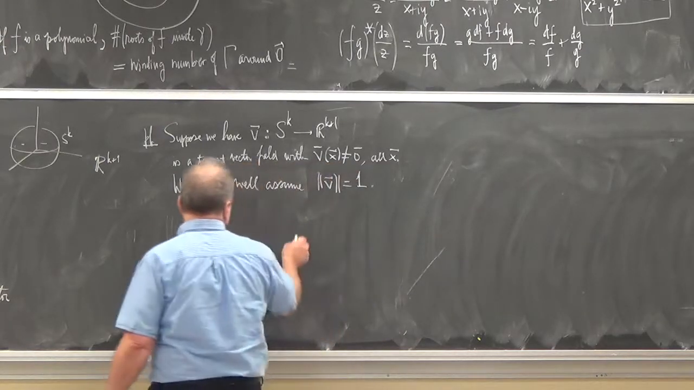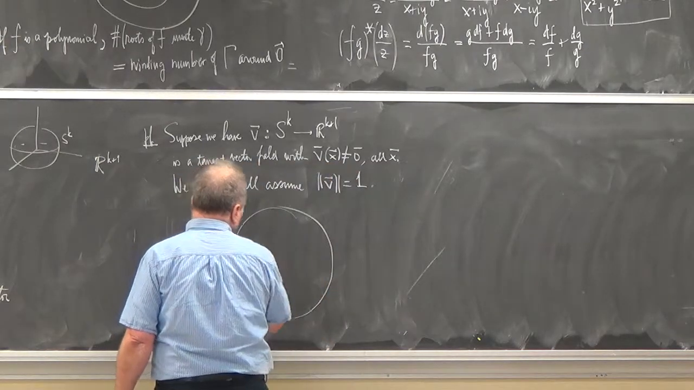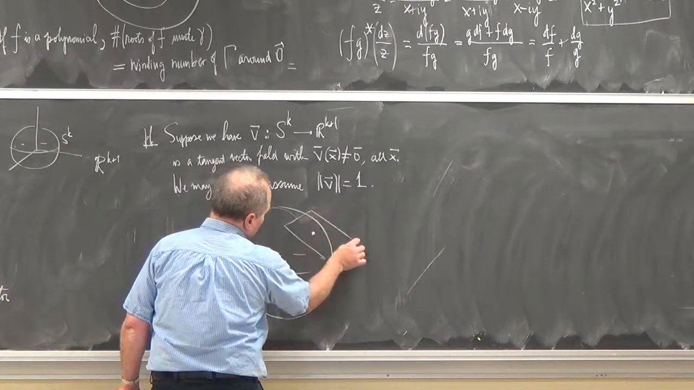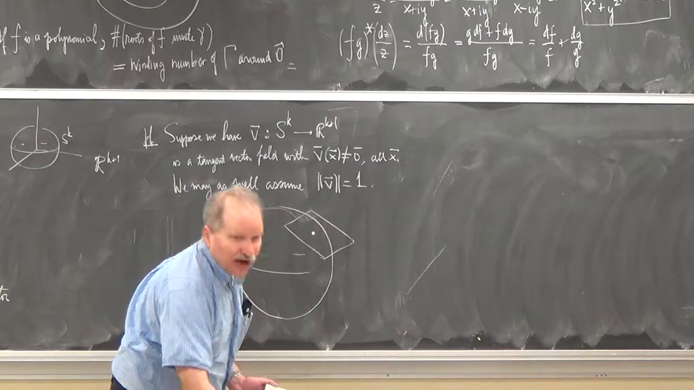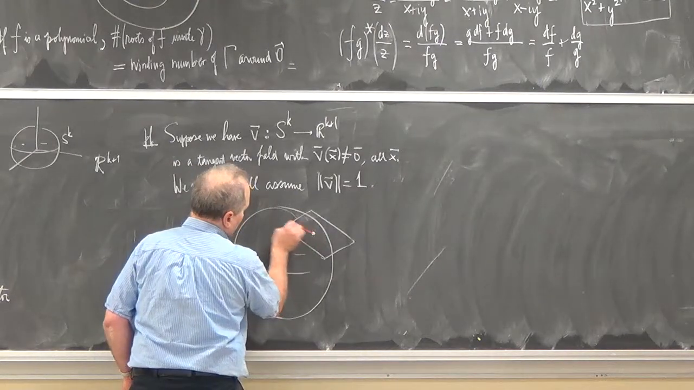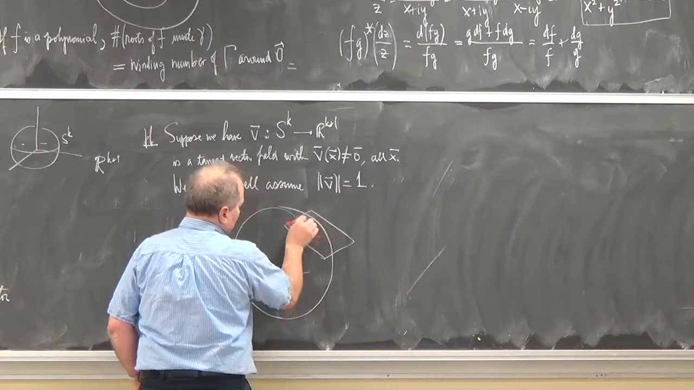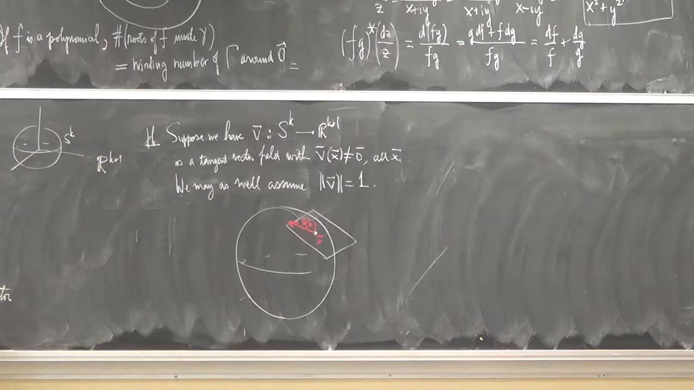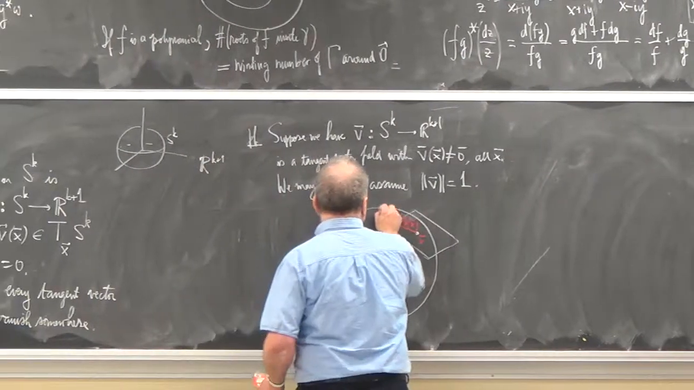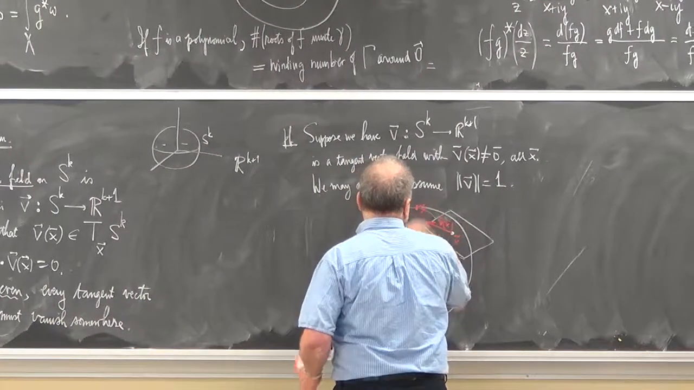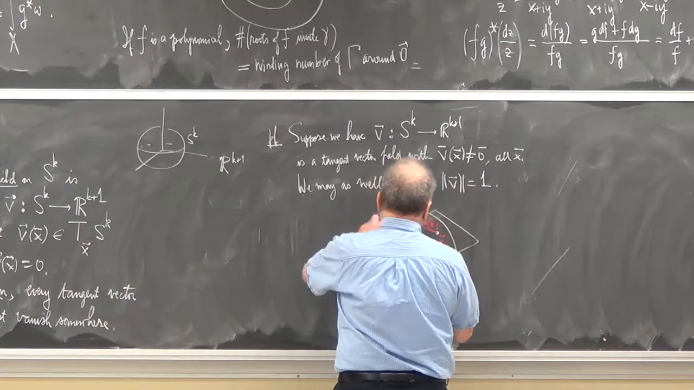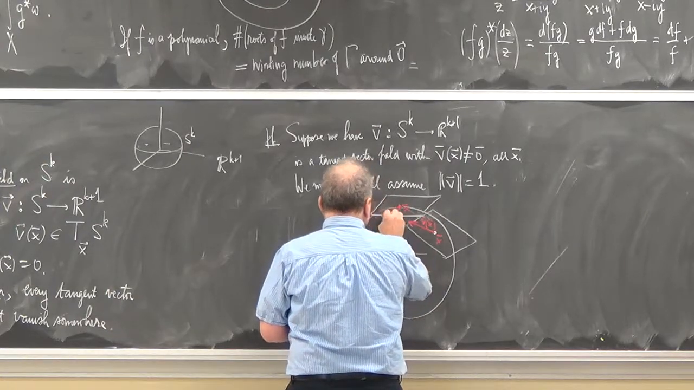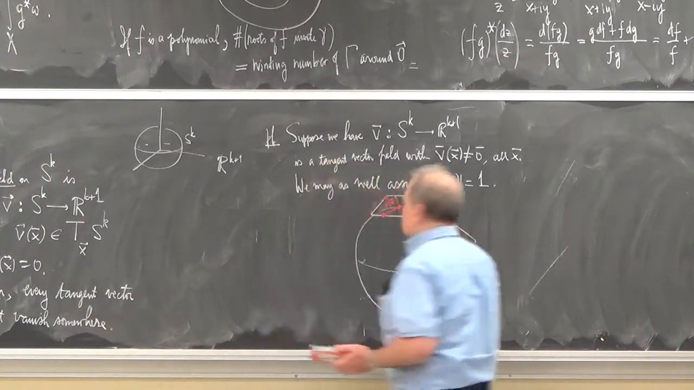All right, here's the idea. At each point, you have a unit length vector that's tangent to the sphere at the point x. Agreed? At every point, I have a v that's tangent at that point x.